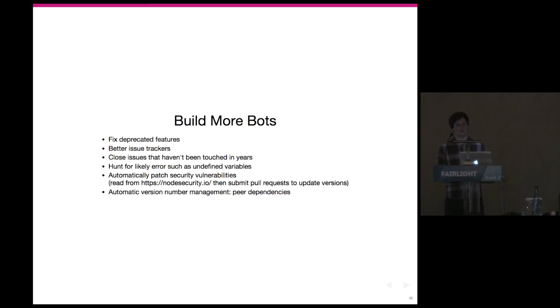So if we built a bot, then we can just detect every time a new version is published. We can run the tests, and if the tests pass, we can update that version range. We can submit a pull request to update that version range and automatically keep those ranges up to date.